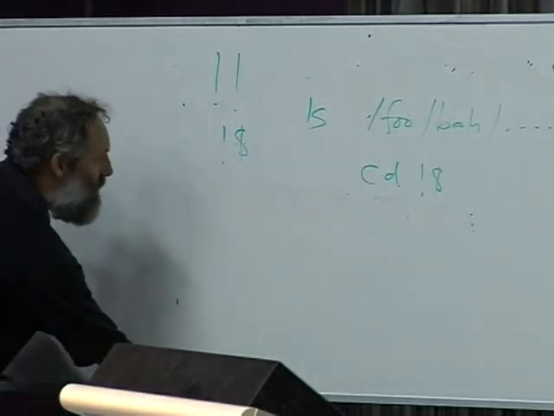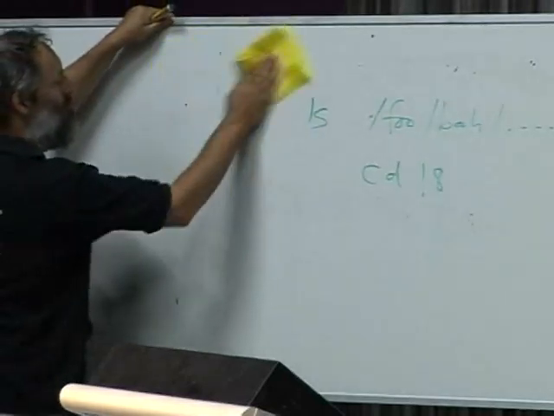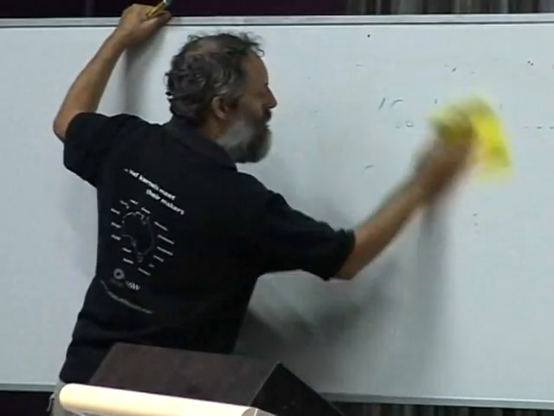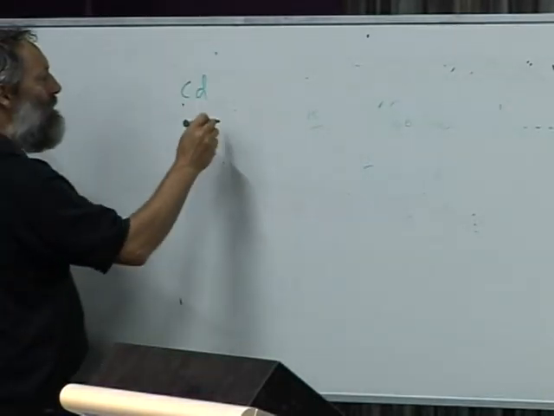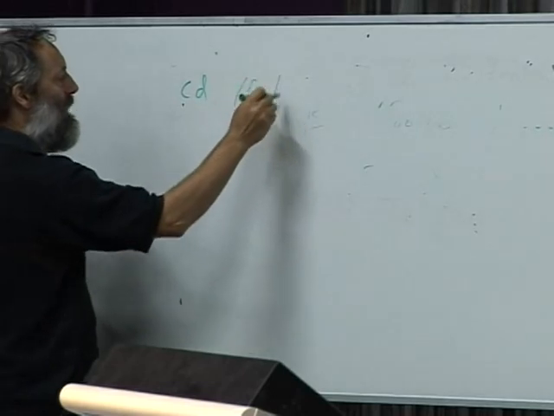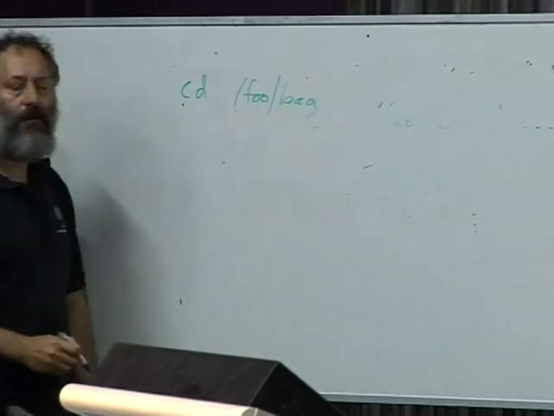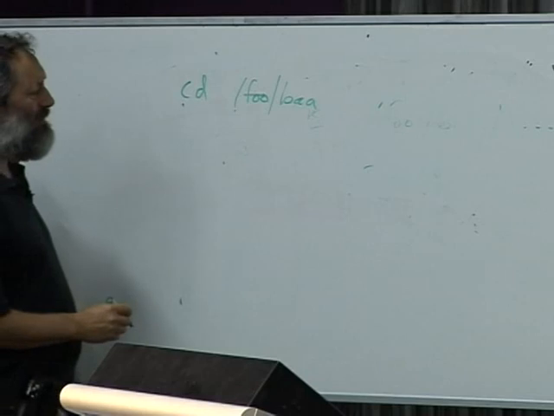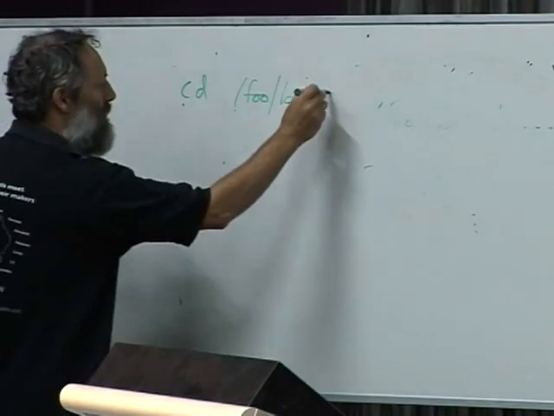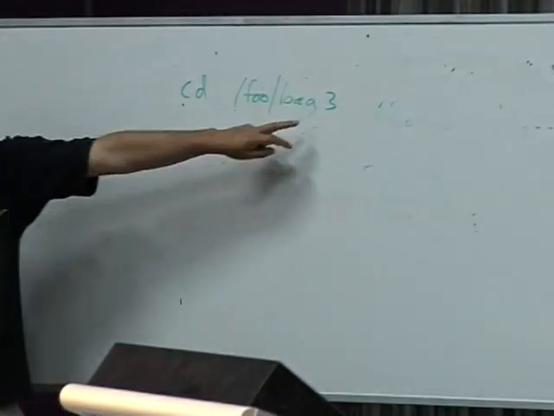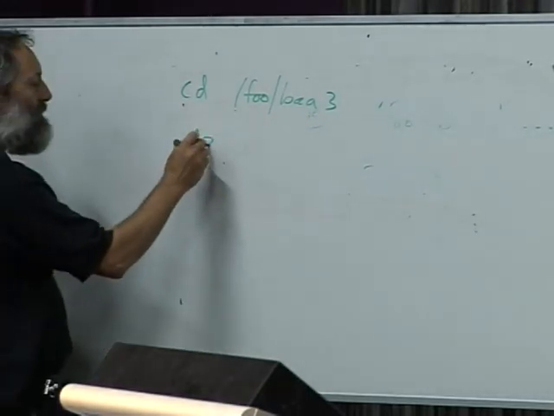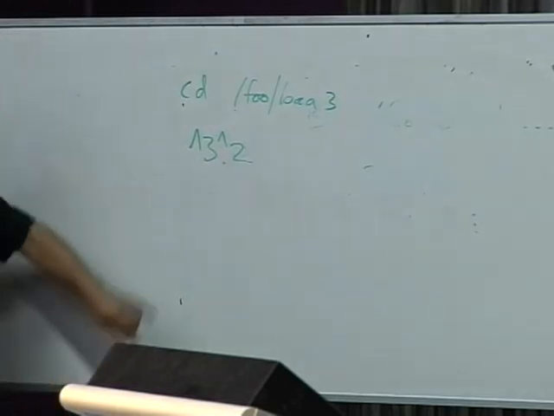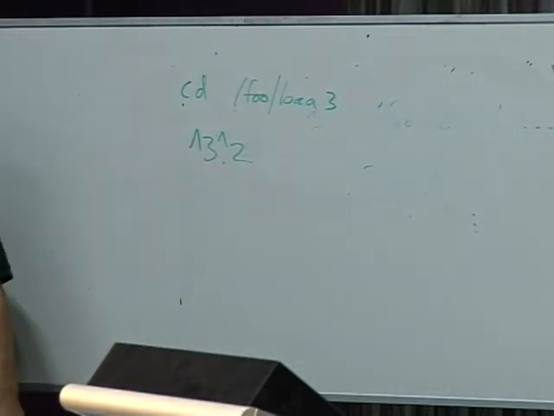The other one that's special is the up arrow, or caret, which is a substitution. Let's say I've said cd /foo/br3, and I meant to say bar2, and this one says no such file or directory. I can just say ^3^2, and it says change the 3 to a 2 and then re-execute the command.